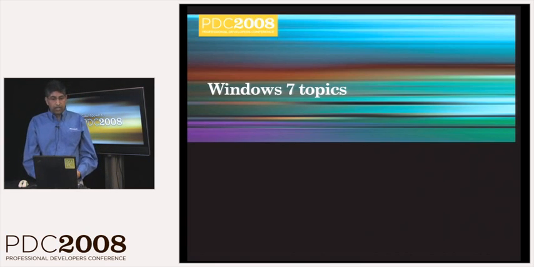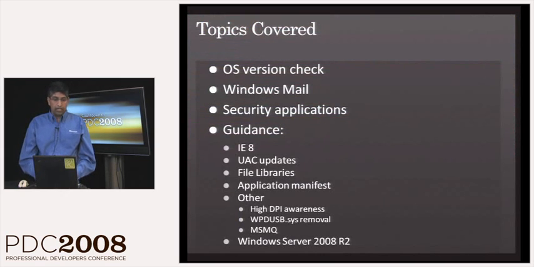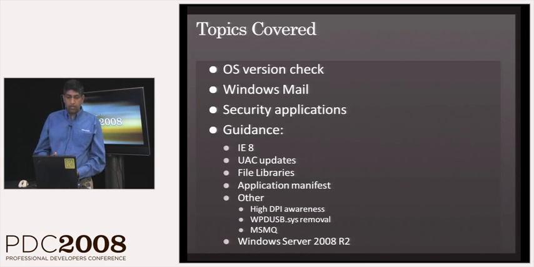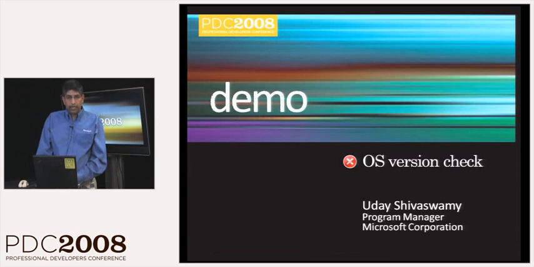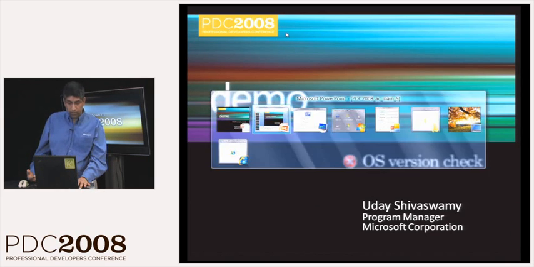So with that in mind, let me go in and start talking about individual topics in Windows 7. The topics that I cover today are three major ones: the OS version check, Windows Mail, and security applications, and then provide guidance on various other features that have changes in Windows 7 and that might impact applications. With that in mind, let me go do a quick demo of how an end user experiences the adverse impact of the OS version check.